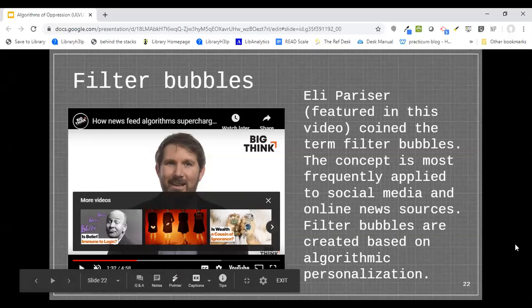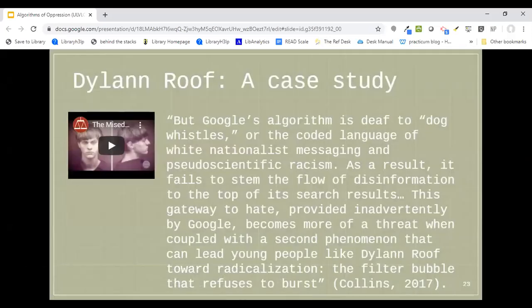And if we want to talk about a particularly disturbing case of this happening, Dylann Roof, who was the church shooter in South Carolina, this is a quote from an article from Teaching Tolerance. I do have my references cited at the end here so you can get to it, and it does have a link to this article. But this idea that Google's algorithm is what they call deaf to dog whistles. If you're not familiar with the term dog whistles, in terms of political communication, it means coded language.